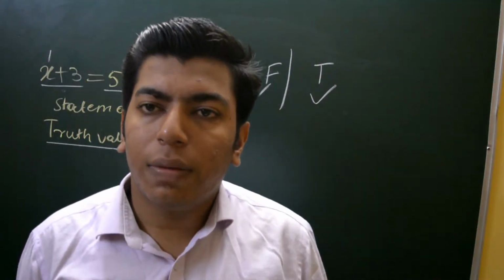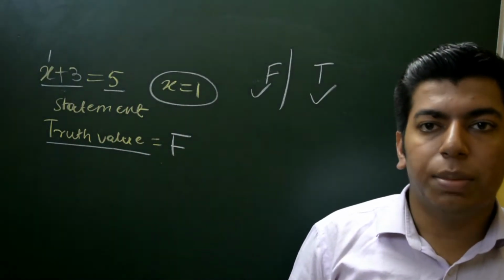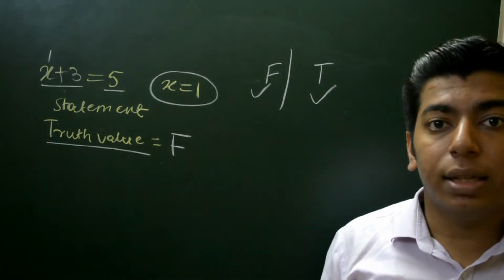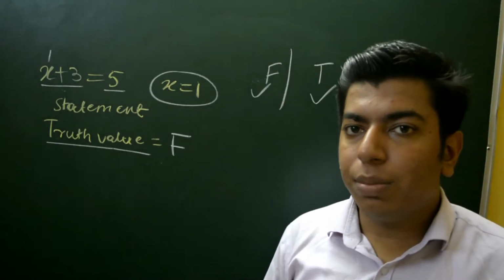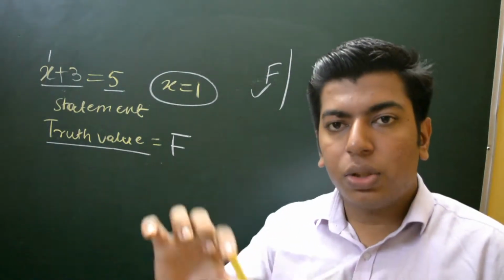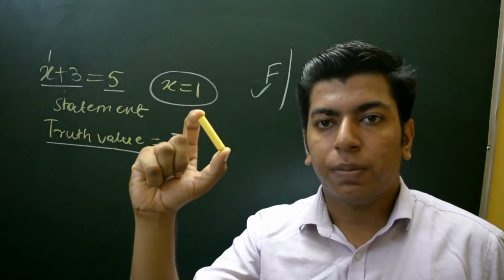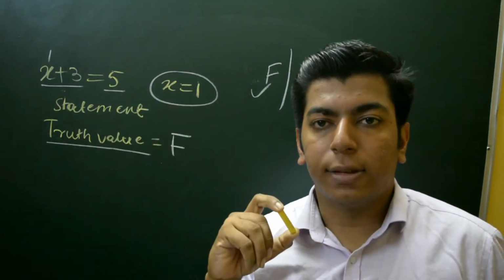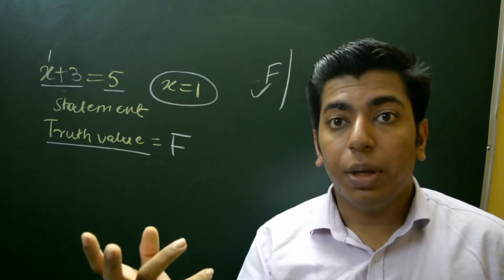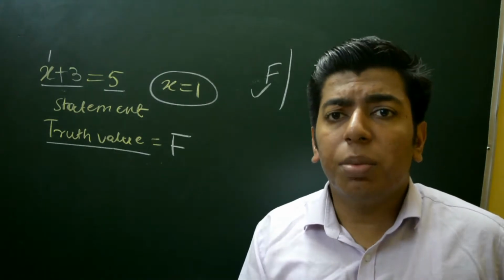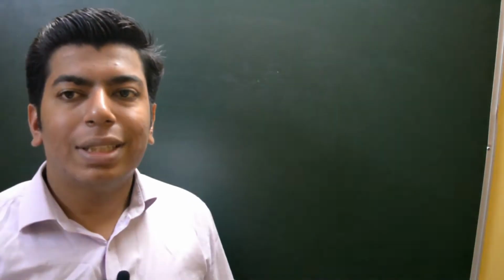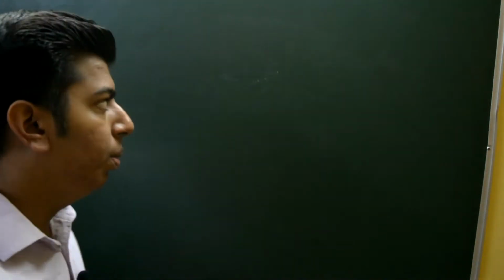Now, which of the following are not statements? An open sentence is not a statement. An exclamatory sentence is not a statement. Open sentences mean, for example, "This chalk is of yellow color." This is an open sentence. Or we can say "It is a pink color." It can be pink or it cannot be pink. This is an open sentence.